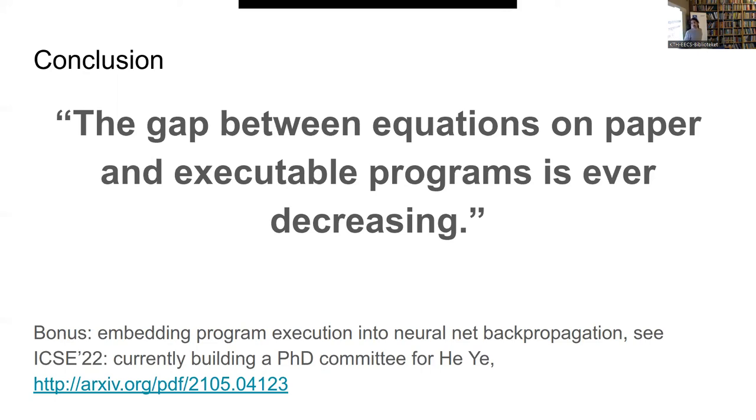As a bonus, we are working with my PhD student, Ye, and we use this kind of stuff. We have a recent paper about neural net backpropagation using program execution. So it's also another way of putting execution and neural nets together. I linked the paper here, and it's an open call. We are setting up a PhD committee for Yale for the end of this year. If this kind of research and reasoning rings a bell, if you feel excited about that, I am looking for a head of a PhD committee. So if it rings a bell, just come reach out to me after the talk.